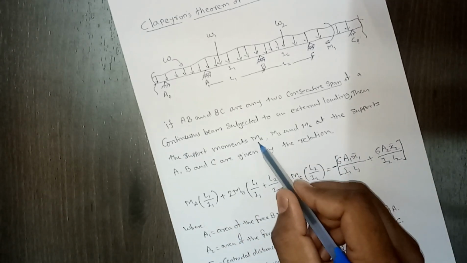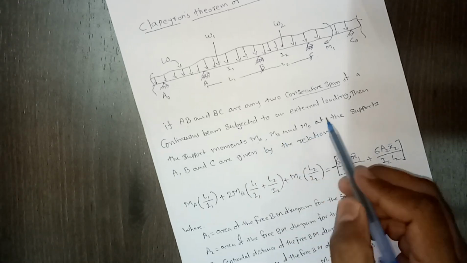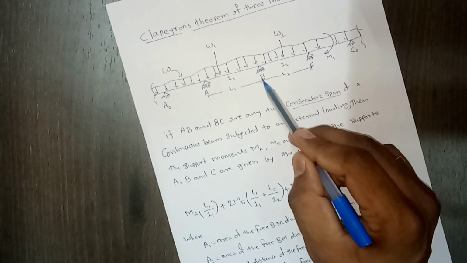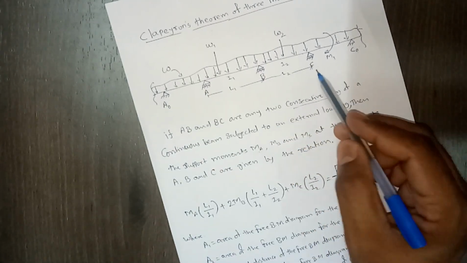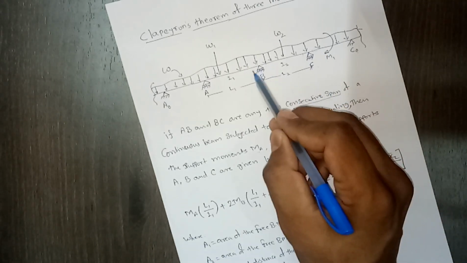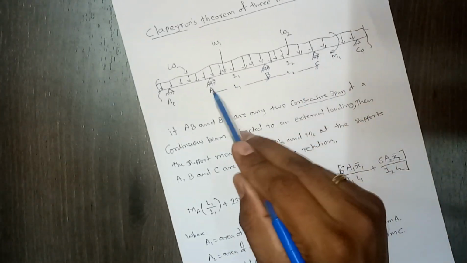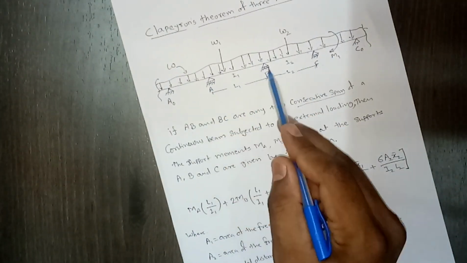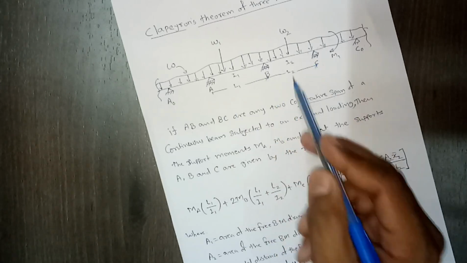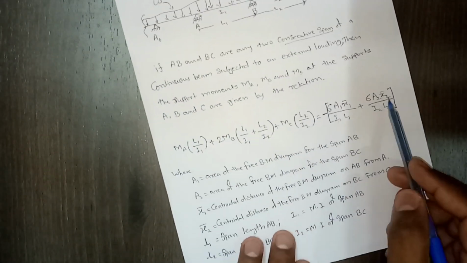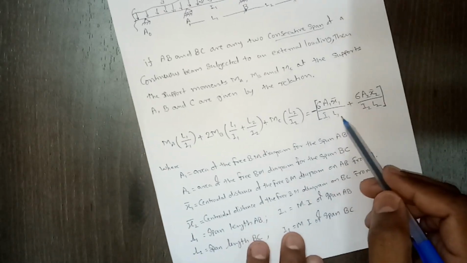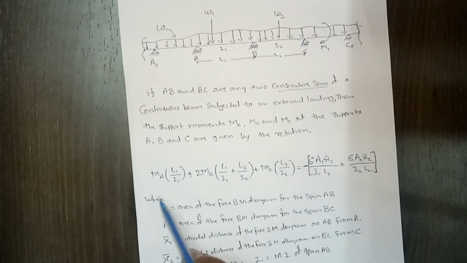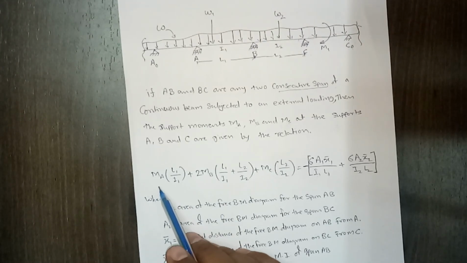Now here we talked about three moments, MA, MB and MC. Since support A is also a continuous support, B is also continuous, C is also a continuous support, that's how you will get these moments due to continuity at all three supports. And these three moments, whatever are developing at A, B and C, are related with this equation. We'll discuss this equation now.